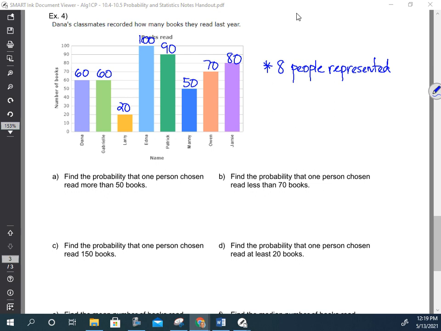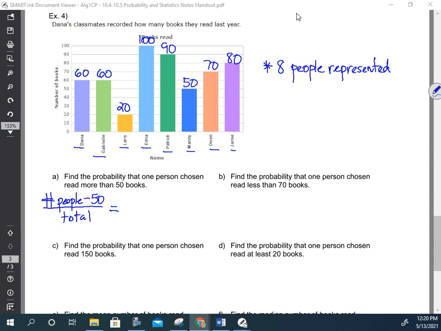You're going to have to find the total number of people at some point. 1, 2, 3, 4, 5, 6, 7, 8. So, find the probability that one person chosen read more than 50 books. So that's the number of people who read more than 50 divided by the total.